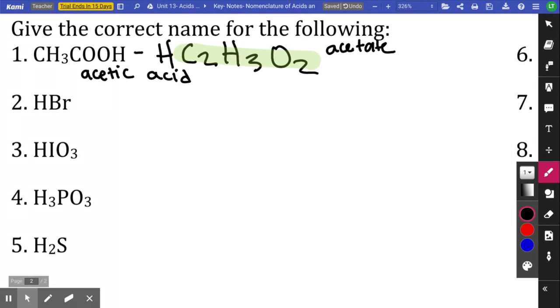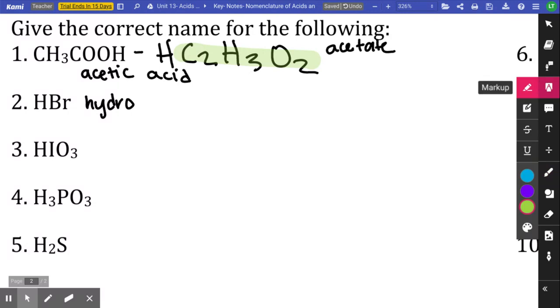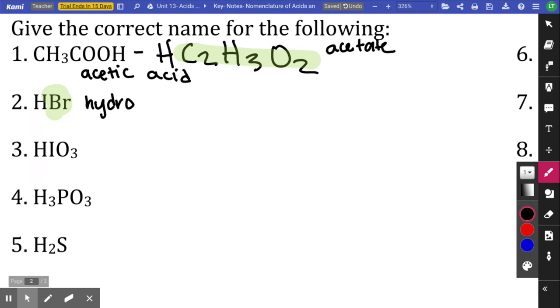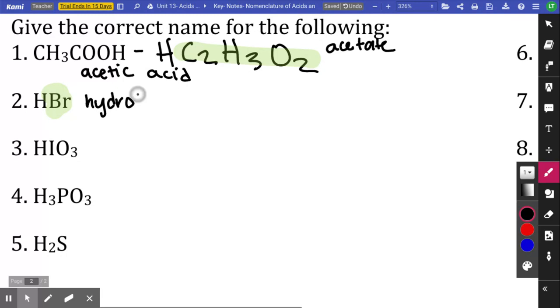Now then we'll look at the next one. So we have HBr. This one is going to be a binary acid because it's just made up of two elements. Because we have that binary acid, we have to add our prefix of hydro. And then I need to look at my anion. Here, my anion is bromide. So I'm going to change my ending to ic and then add the word acid. So it would be hydrobromic acid.